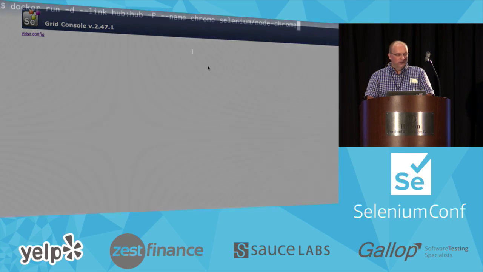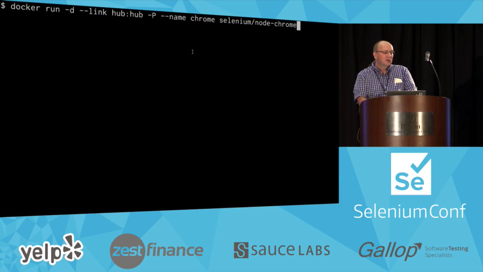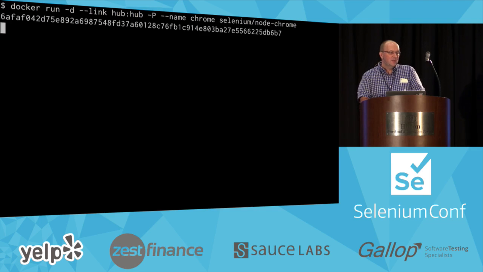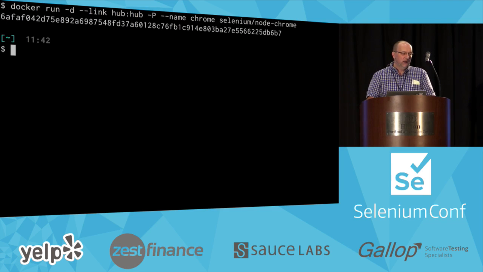That is kind of useless, so we need a node. So let's go run a node. And since I'm on the same machine, I'm going to link it to the Hub. The internal networking is going to handle registration and running it. As you can see, again, running it, the container ID shows up.